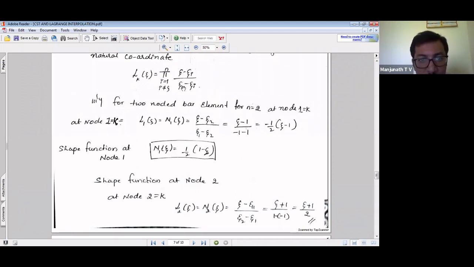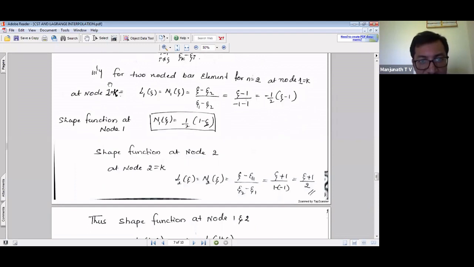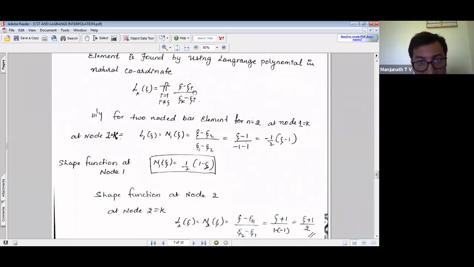How we are going to consider that, you can see here. Similarly, for the two noded bar element, if n is equal to 1, this is only the general formula.